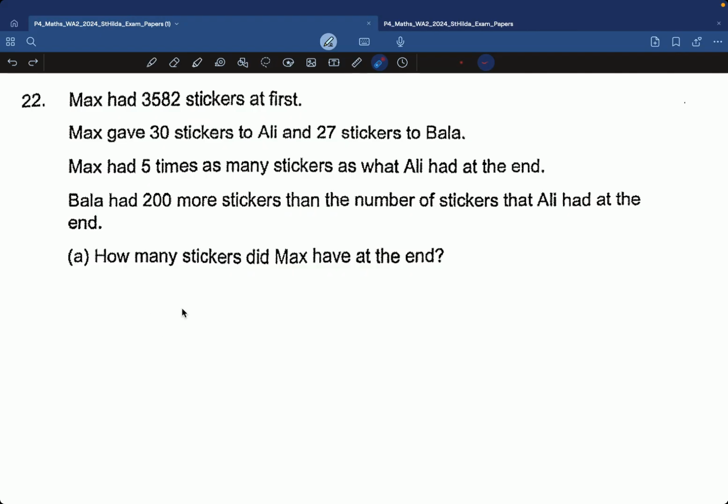I would say this question is pretty straightforward. It just says how many stickers Max has. So usually it's just this minus 30 and 27 because he gave away, and that's about it. So it's just 3,582 minus 30 minus 27. So it's minus 57.